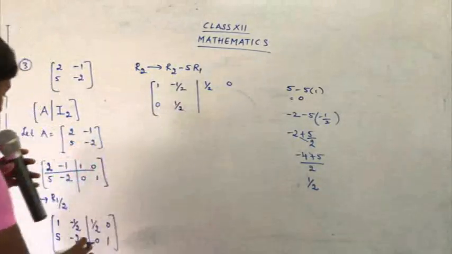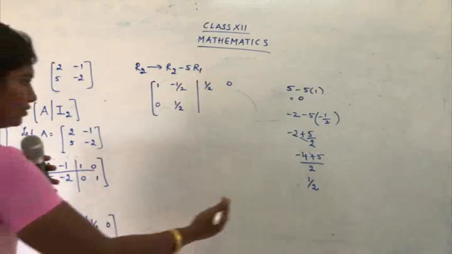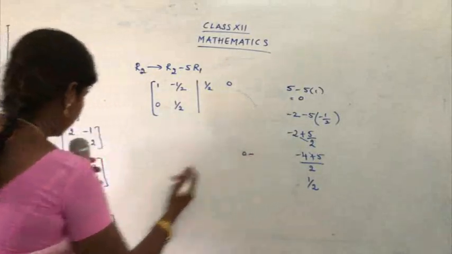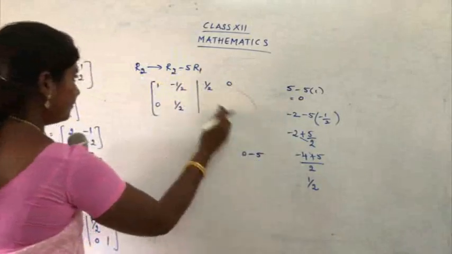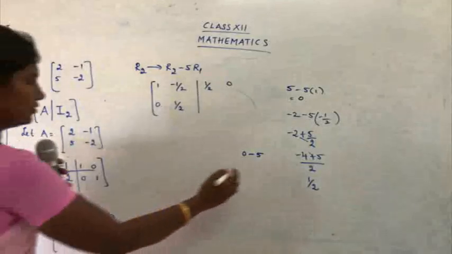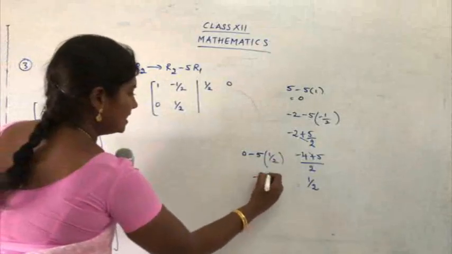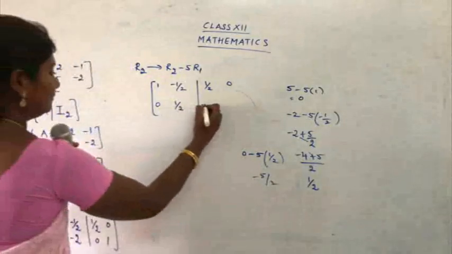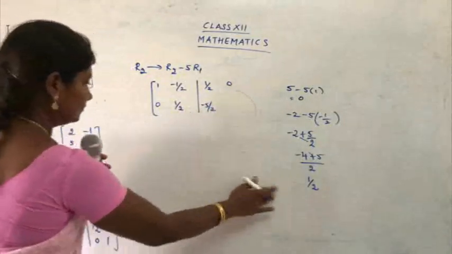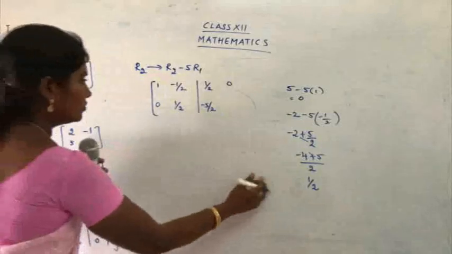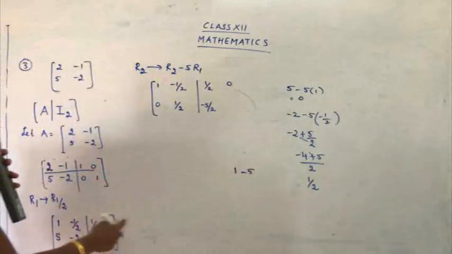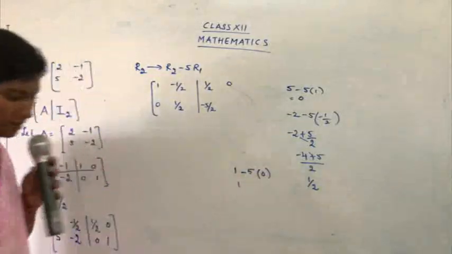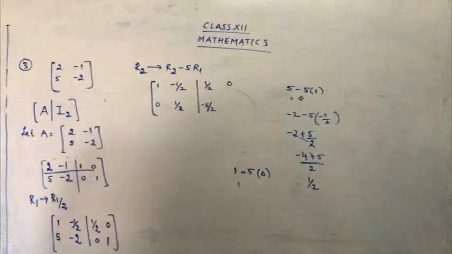Okay, now let's go for the next conversion. Here we have 0, yes? So 0 minus R2 is 0, yes? Minus 5. Corresponding R1? Half. So it's minus 5 by 2. Next we have 1 here. So write here 1 minus 5. Corresponding R1 is 0. So the answer is 1. So what do you get there? So 0, half, minus 5 by 2, 1.